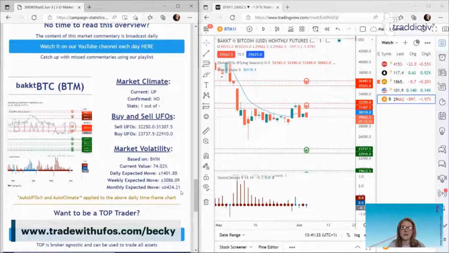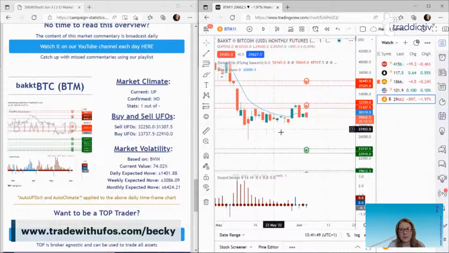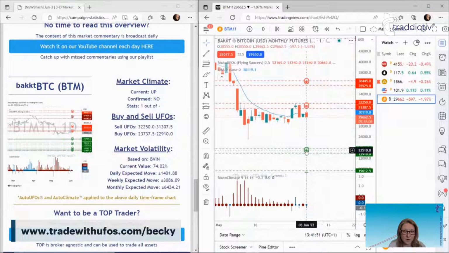So those are each of our major markets, and for each of them we've looked at 3 main elements, hence 3D market commentary. We've looked at market climate, using auto climate to figure out where we have probabilities, up, down, or nowhere. We've looked at buy and sell UFOs, finding where we have buyers that could push price up, or where we have sellers that could push price down. Then we've looked at market volatility. How far do we expect these markets to move within different periods of time?